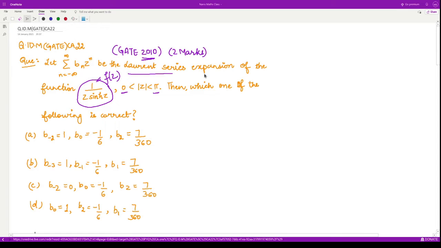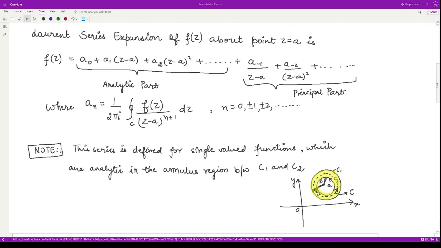So here the thing that we have to do is look up the Laurent series expansion for the given function f(z) is equal to 1 upon z sinh z. So for that, let us quickly have a look at this expansion. The Laurent series expansion of any function f(z) about the point z is equal to a. Suppose this is our point a, then we can draw two circles, one with radius r1, call that c1, and another with radius r2, call that c2. These two circles are positively oriented.